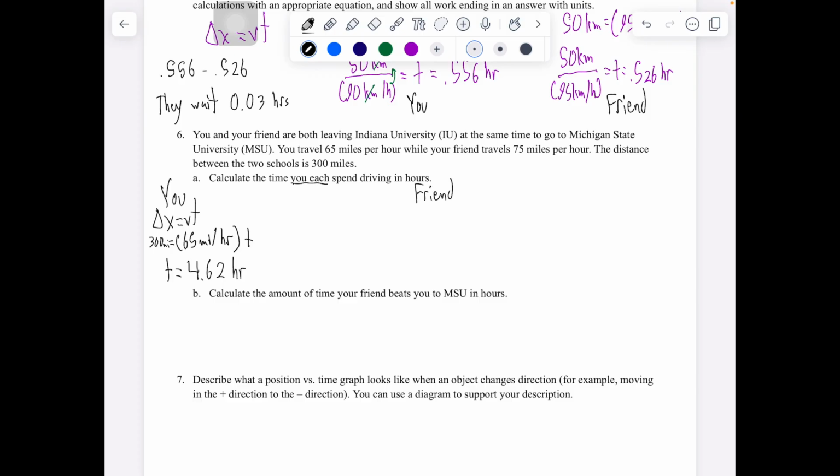And then your friend, same calculations, same equation, delta x is equal to velocity times time. They're traveling 300 miles at a speed of 75 miles per hour. Solve for that time, and we're going to divide 300 by 75, and the time it takes them is just a nice round 4 hours.